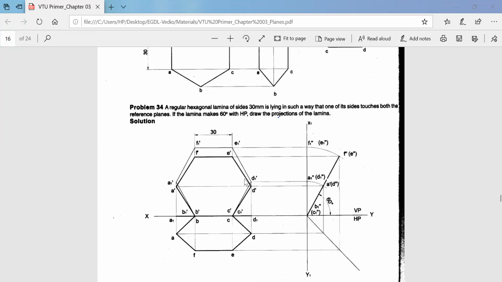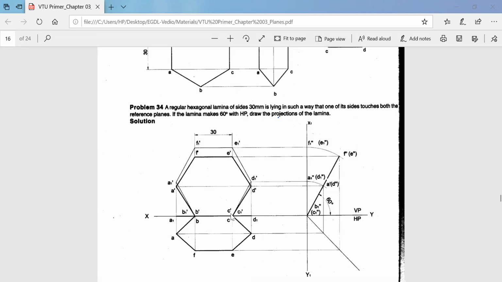From there again you take 120 degrees on both sides. So draw a line at 120 degrees and 120 degrees interior. Again you measure 30 mm on this 120 degree line and cut an arc. Both endpoints you have, you can blindly join them, and that will be 30 mm. So you have just constructed a hexagonal lamina of 30 mm, stating that one of the sides touches VP.